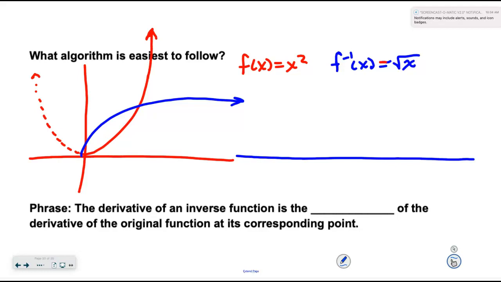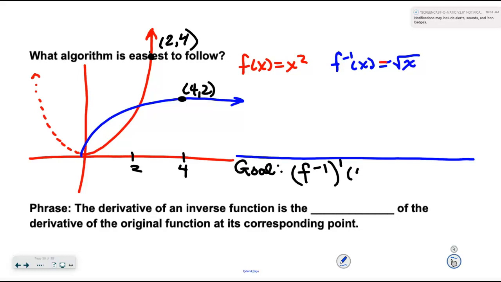All right. So first thing we're going to talk about is what I call corresponding points. At 4, you would be on this blue one at (4, 2), correct? On the red one, what would its corresponding point be? (2, 4). This is what I'm going to be talking about in my method: the first thing you need are the 2 corresponding points. Okay? So you're going to have a point on the inverse. Your end game is going to be to find the derivative here. Does that make sense? On the inverse function. So your goal is going to be to find the derivative of the inverse function, and let's say at 4.